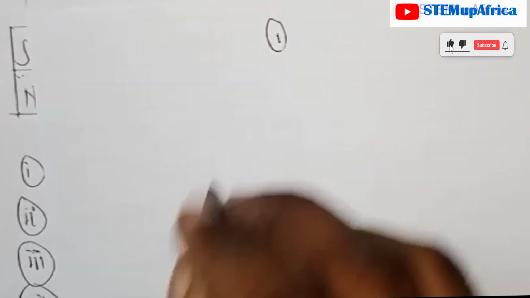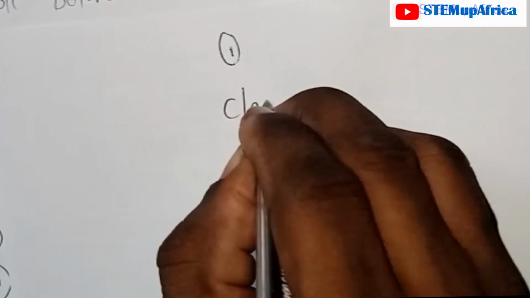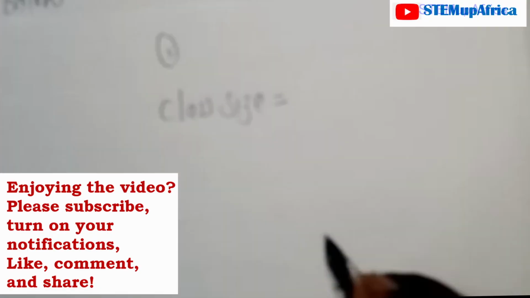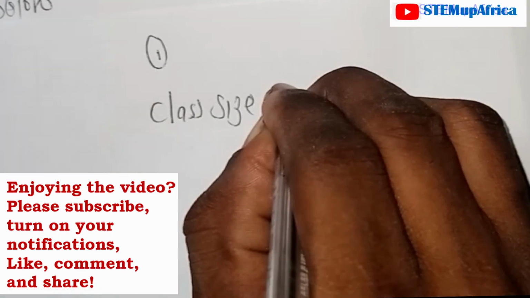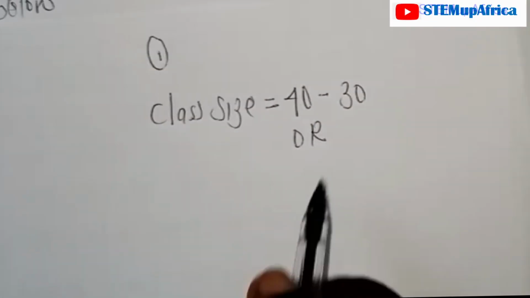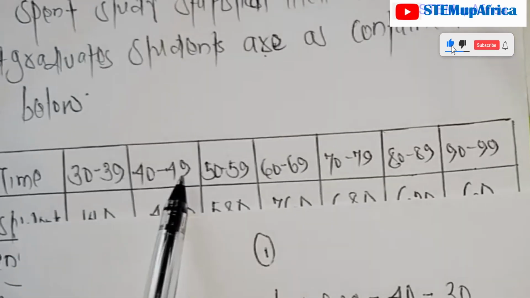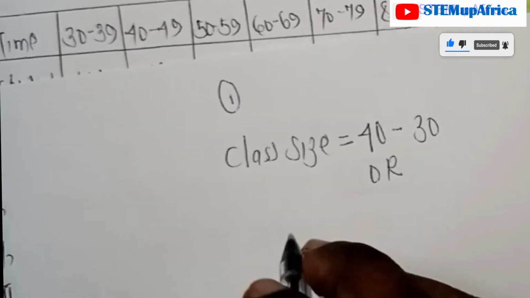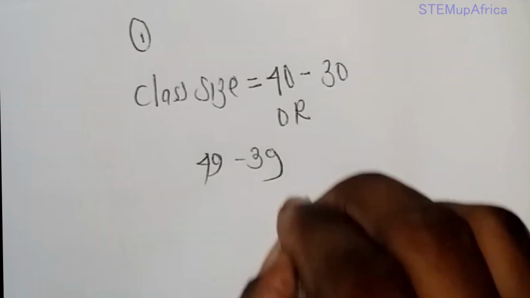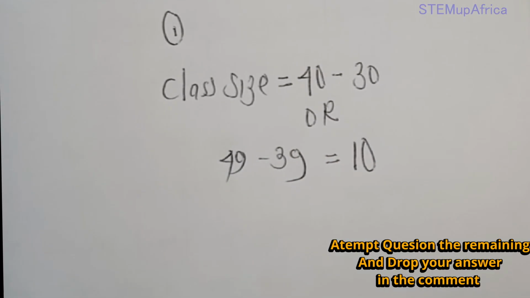So Roman figure 1, my class size is simply 40 minus 30, where I'm using the lower class now, 40 minus 30, or I may choose to use the upper class, 49 minus 39, or 49 minus 39. So the result is simply 10. So this is how you calculate your class size or class interval.